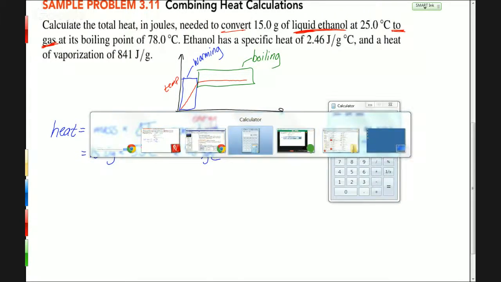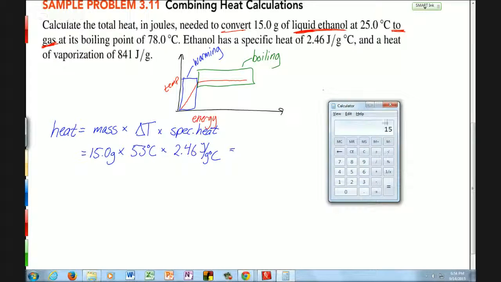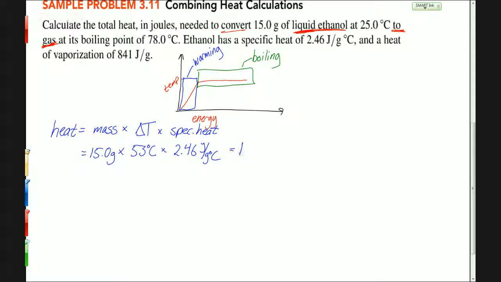All right, I'll put those together. 15 times 53 times 2.46. And we get, we'll just round it and say 1956 joules. Note that that's joules, not calories, because our specific heat was in joules. And that's how much energy it takes to heat the ethanol up from 25 degrees to 78 degrees.